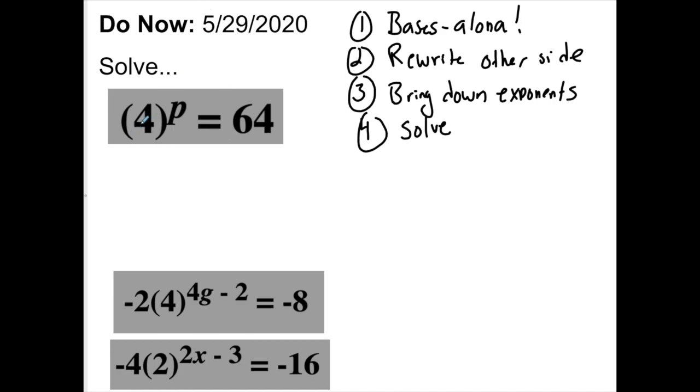So the first one is 4^p = 64. So is the base alone? Yes, it is, right? There's nothing to the left. There's nothing to the right. So I rewrite 64 as a power of 4, and it's 4 cubed. So 4^p is equal to 4^3. So I have two expressions. They're equal to each other. Their bases are the same. Therefore, by the one-to-one property, their exponents are also equal.